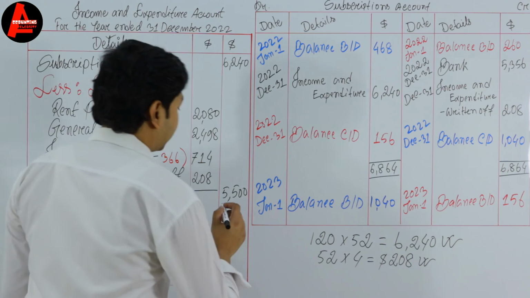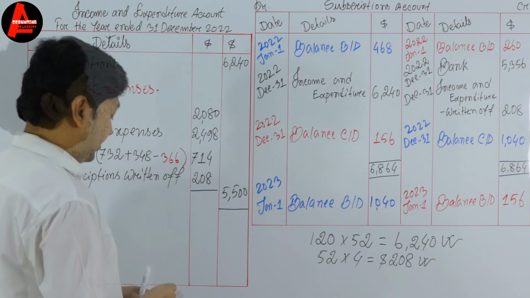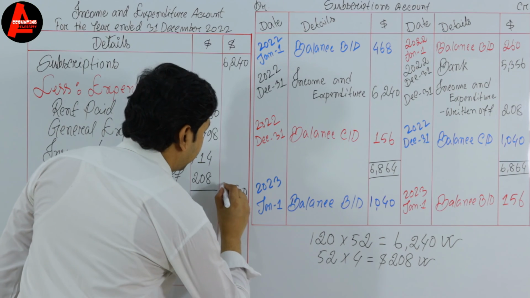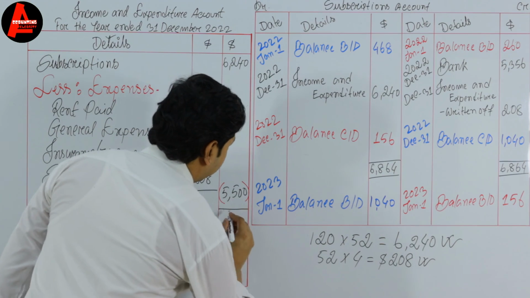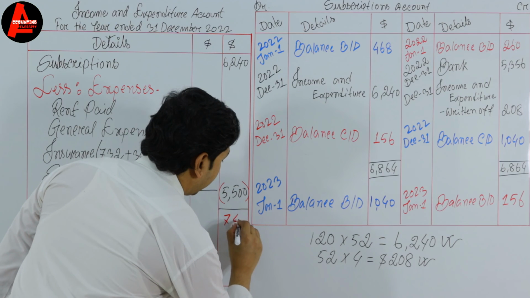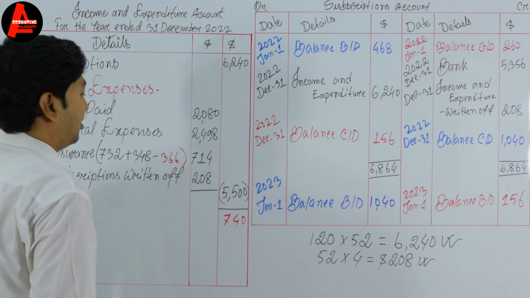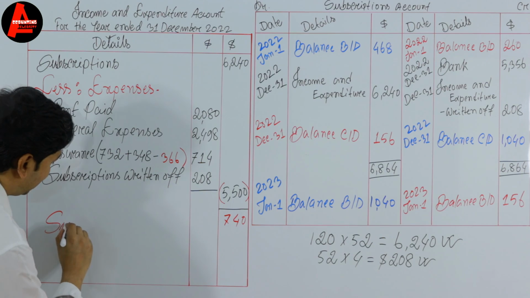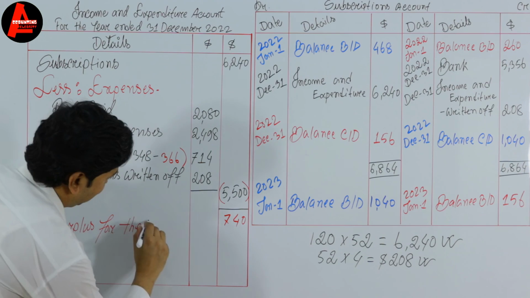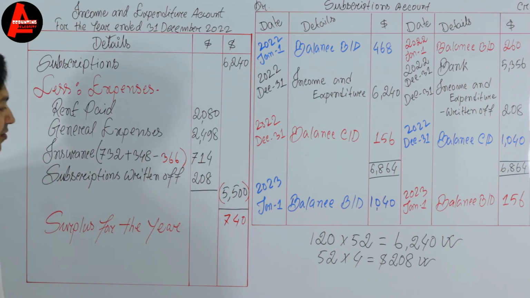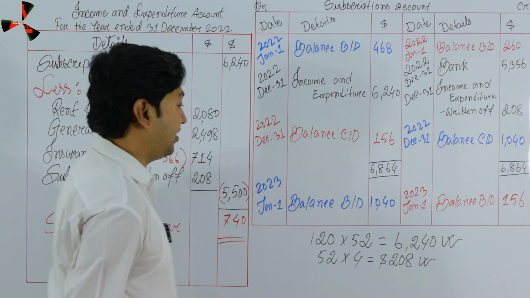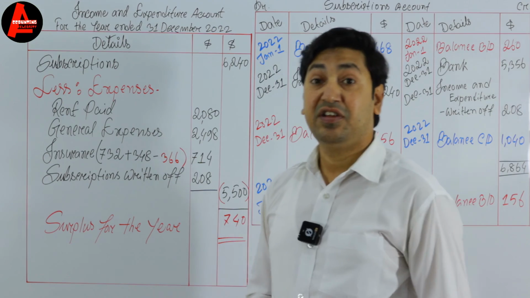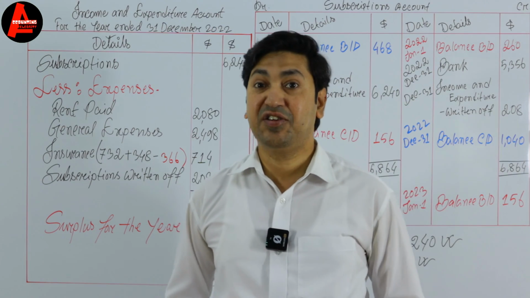Okay, so let us write. So here 6,240 minus $5,500. If we minus, we get here $740. Okay, so we will write here surplus for the year. Okay, great. So we completed. So this is how you need to prepare income and expenditure account if it is required in your question.